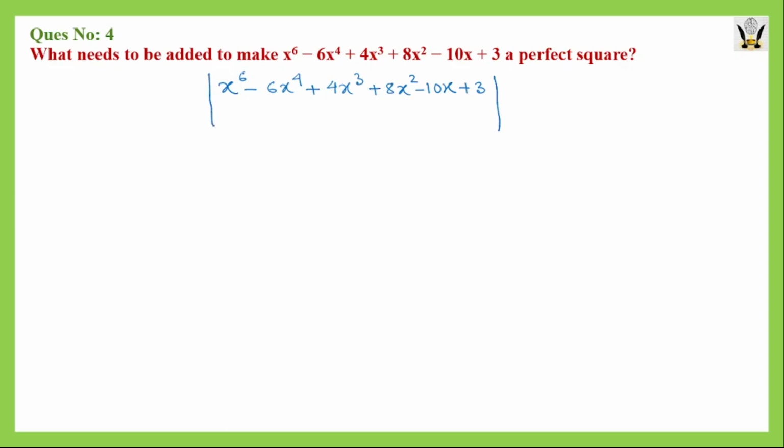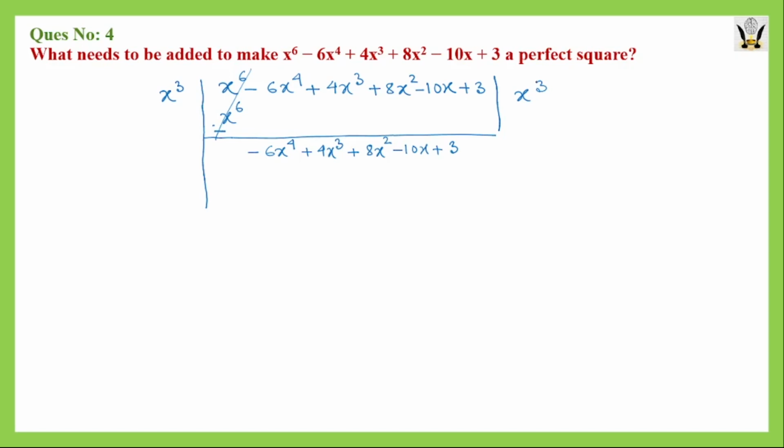So here the first term is x to the power 6. The only value that we can take here is x cube. When x cube is multiplied by x cube, that gives us x to the power 6. So here we write x cube in the square root. This value will be x to the power 6, and then we subtract. So x to the power 6 and minus x to the power 6 cancel each other, and now we consider the rest of the terms in the given polynomial.